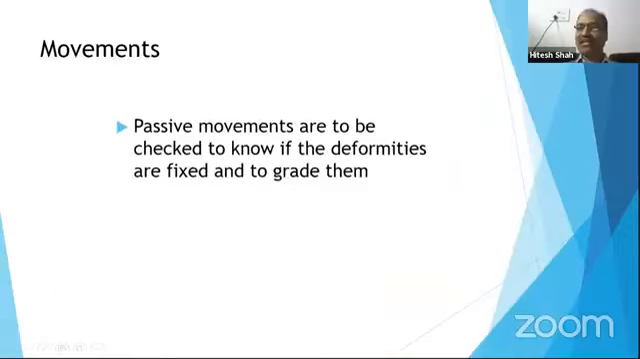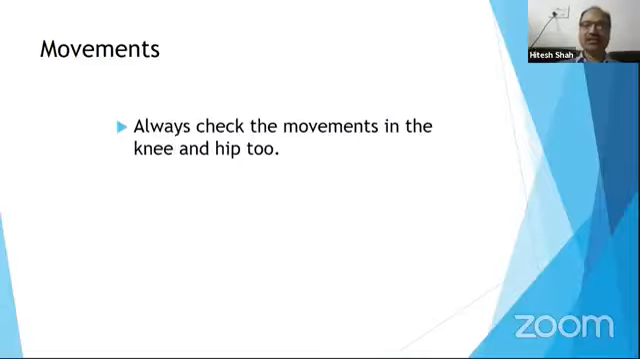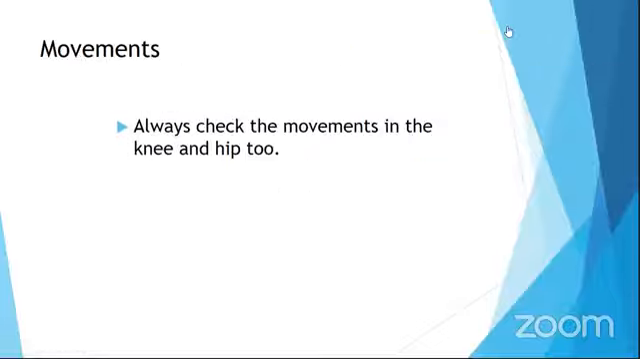What needs to be checked in movement? We need to check whether the passive movements of the ankle, subtalar, and mid-tarsal joints are fixed or not. And always check the hip and knee range of motion. I will ask the postgraduates, any other examination they would like to do? Because that is another question.